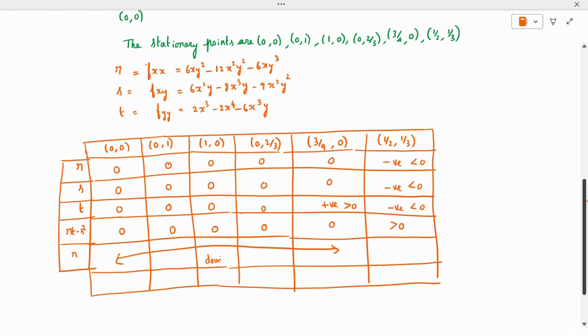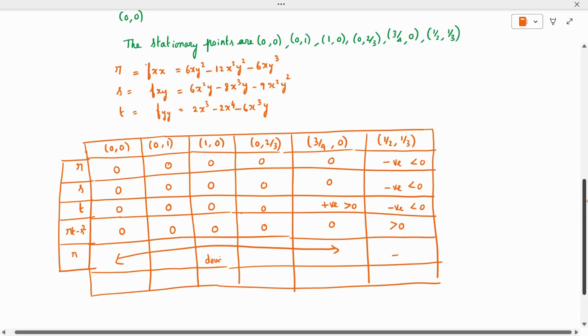In this, it's greater than 0, which means you have to check with R. When I check, R I already have negative. So R is less than 0, and RT minus S squared is greater than 0. It's nothing but a maximum point.